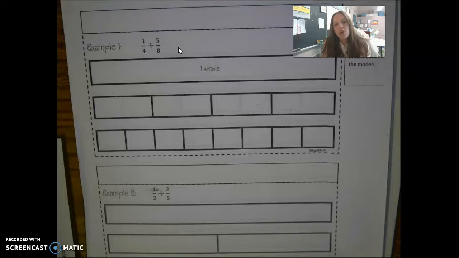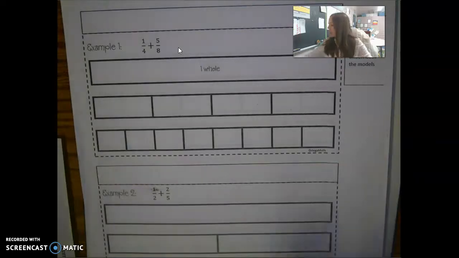Now remember, we cannot add fractions together when they have unlike denominators. We have to find a common denominator by listing their multiples, and then we have to create equivalent fractions in order to add them together when they have like denominators.